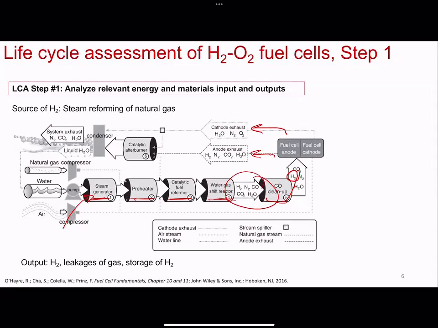So the LCA is not just, okay, we're going to put in hydrogen. It starts well before we put in hydrogen. Where does our hydrogen come from? And is the method of making hydrogen as intensive in terms of the energy input, or is it better in some way? Does it cost less than, let's say, extracting gasoline from fossil fuels and then refining it to remove the sulfur, all of that?